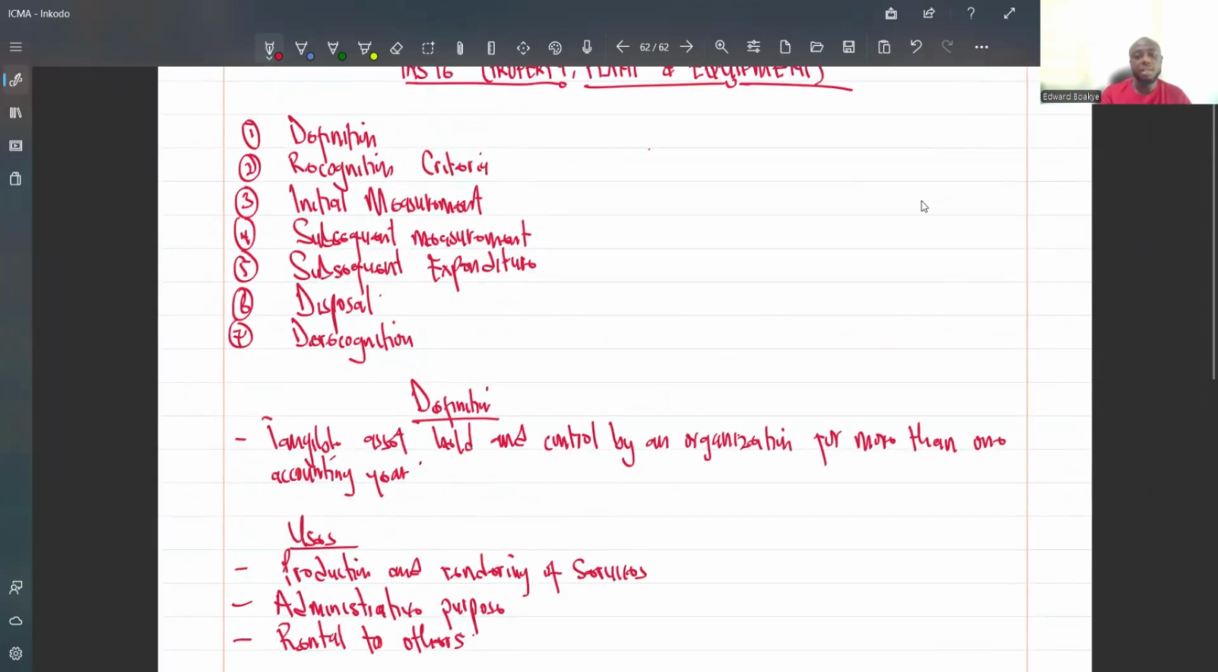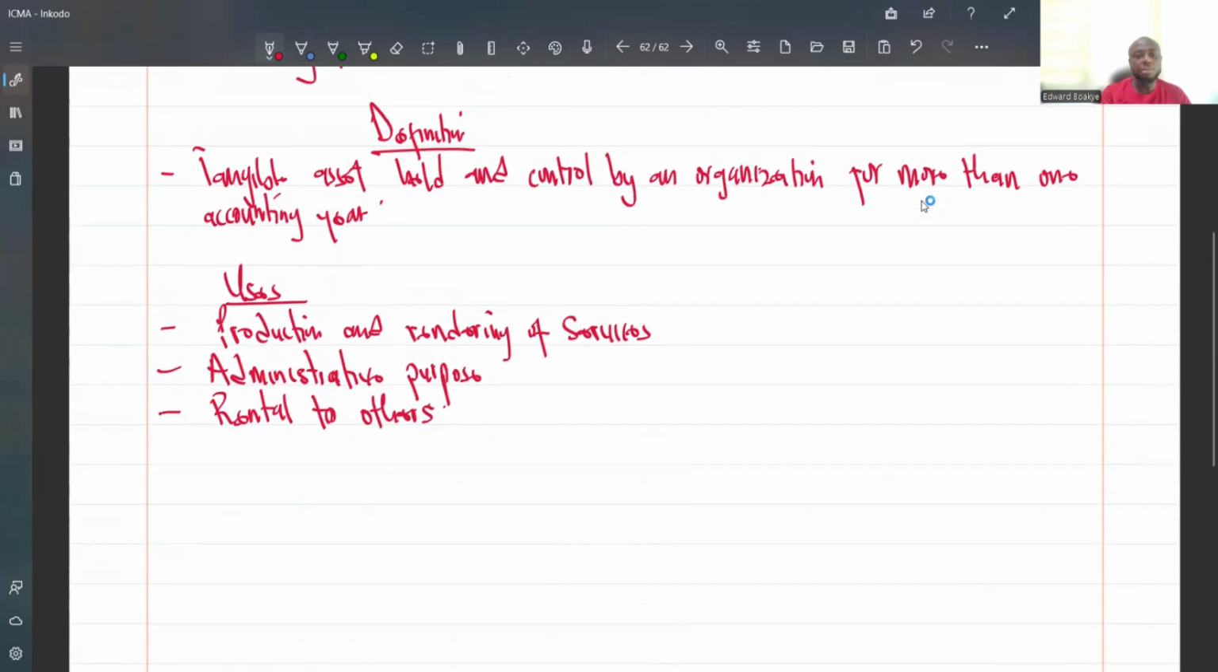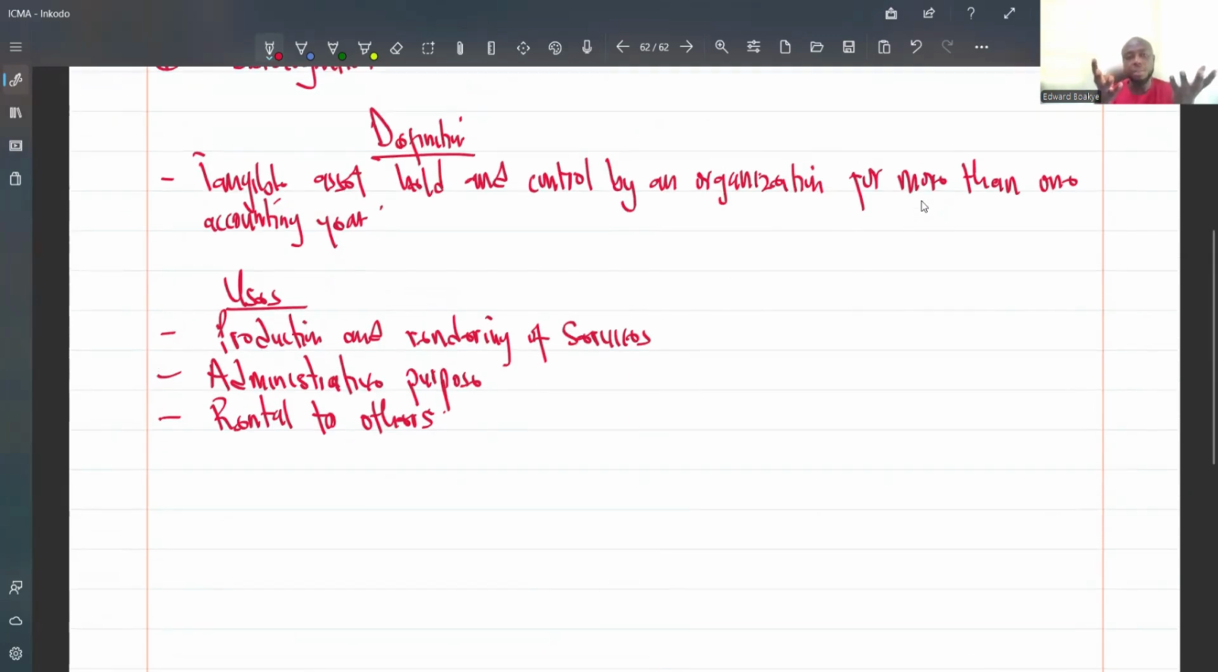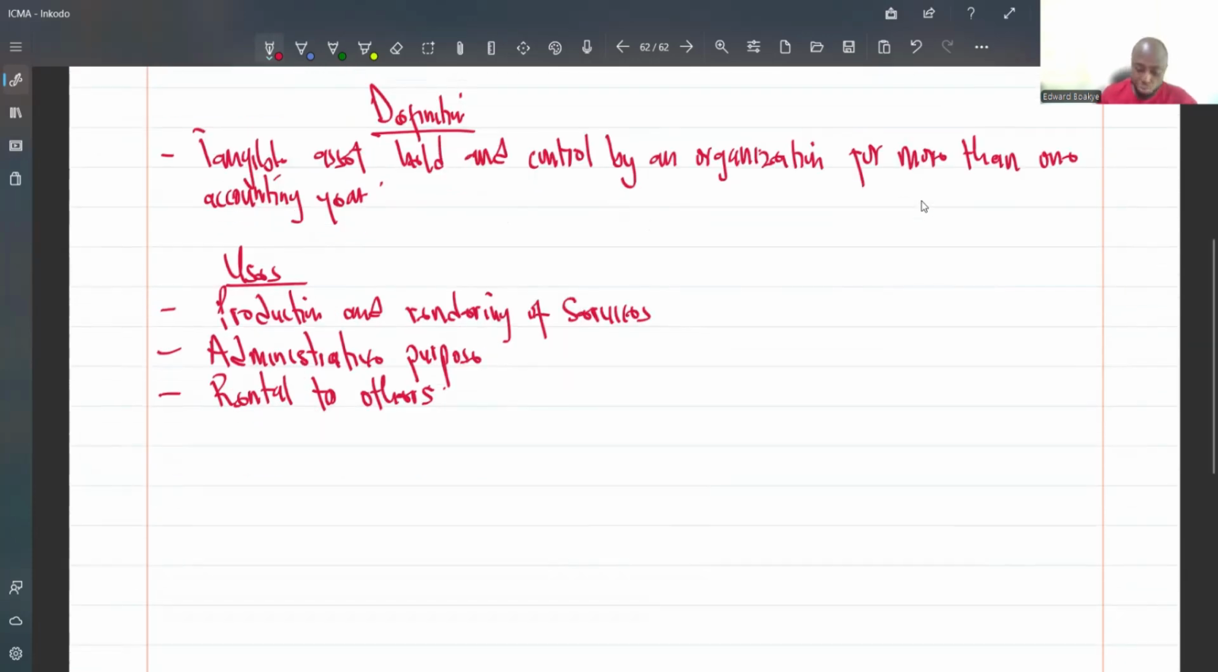Now we know the definition. Then what is the recognition criteria? The recognition criteria itself comes out from this definition, right? So the recognition criteria is that it should be able to accrue income or generate income to the entity or to the organization, right? And one other recognition criteria is that we should be able to measure it reliably, the cost. And that is also one recognition. So the recognition criteria is just two.